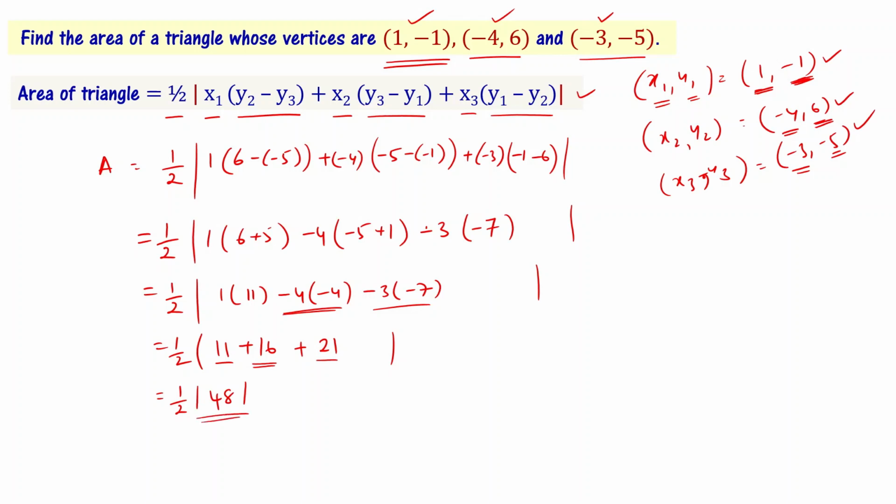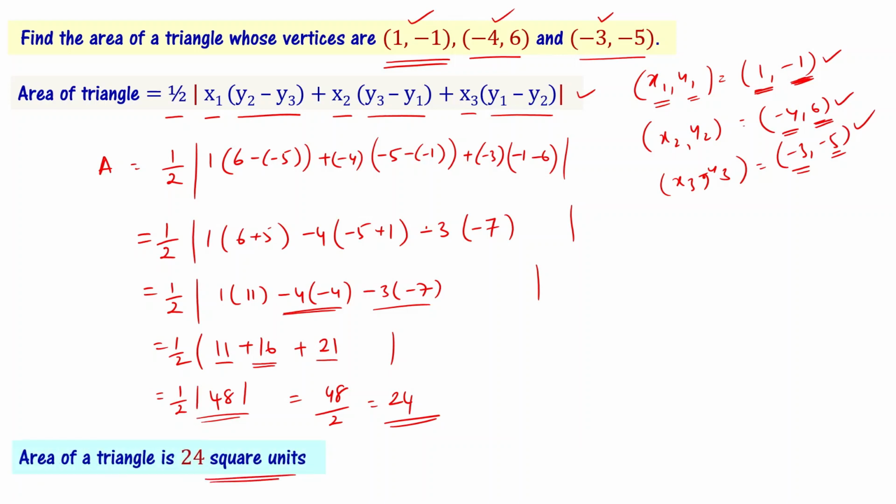Modulus operator unte ganaka plus 48 unna minus 48 unna same plus 48 gaane rastam, right? Modulus antene sign తీసేసి వచ్చే వాల్యూ పాజిటివ్ వాల్యూ అని రాస్తాం. అంటే this is going to be 48 divided by 2, that is equal to 24. So area of the triangle is 24 square units. Please note this. Understood?